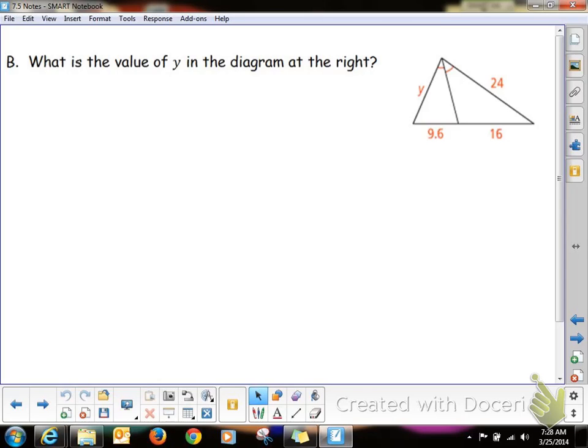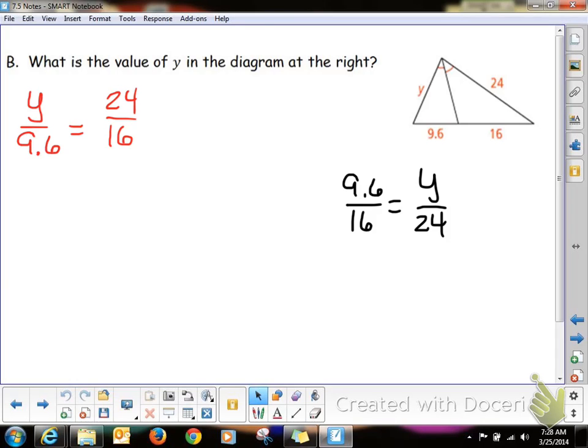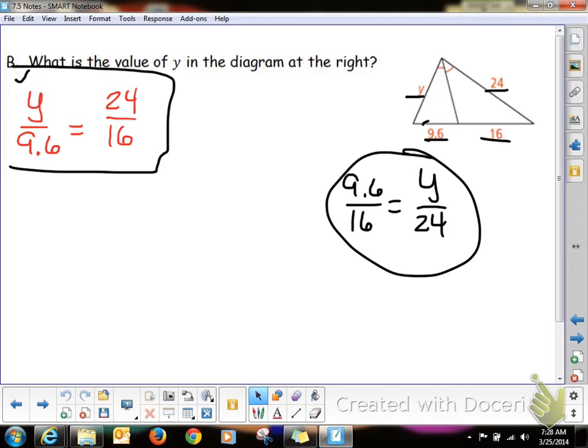Let's try this one. What's the value of y in the diagram at the right? Pause the video, try and set up your proportion. Unpause the video and see if what you have matches one of the proportions that I write. So I set up this proportion that y over 9.6 over here is equal to 24 over 16. So that's this proportion here. I also have set up this proportion down here, that 9.6 over 16 is equal to y over 24. Either one of these will work, or the reciprocals of them would also work just fine.